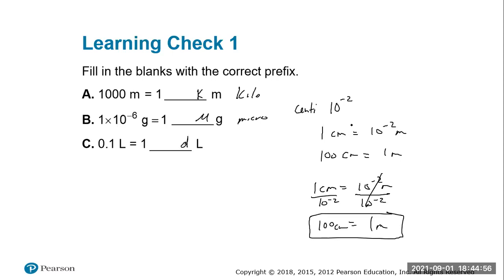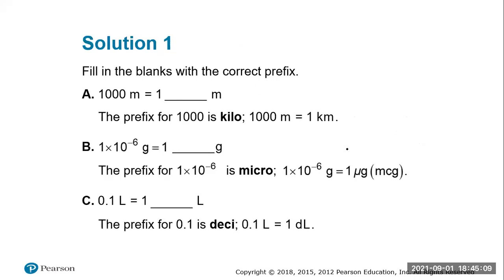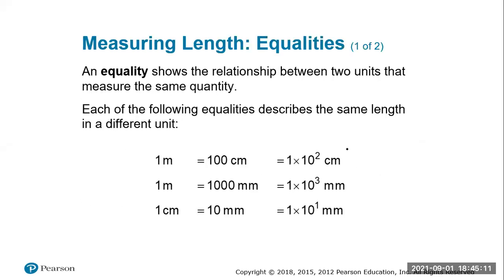Sometimes you'll see it like this. Sometimes you'll see it like this. And again, dividing it to the other side is how we get to those conversions. Okay, so we did kilo there. So some very common equalities for length that we do use a lot. 1 meter is 100 centimeters, we come across that a lot. 1 meter is 1,000 millimeters.